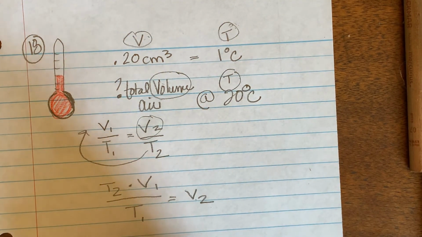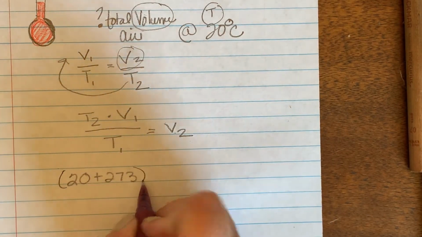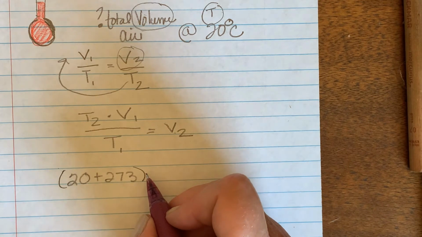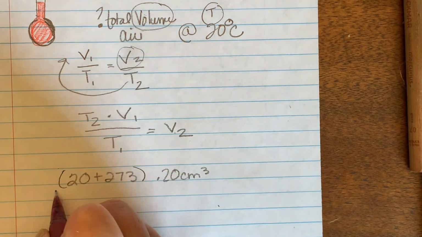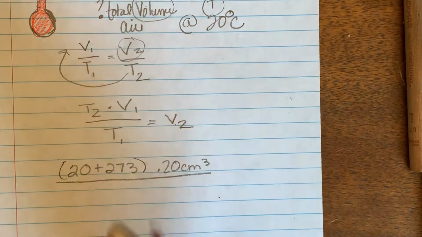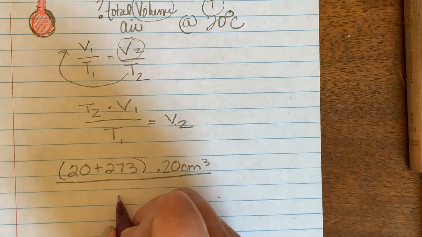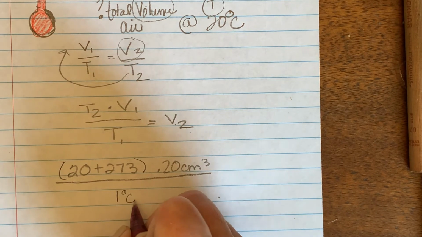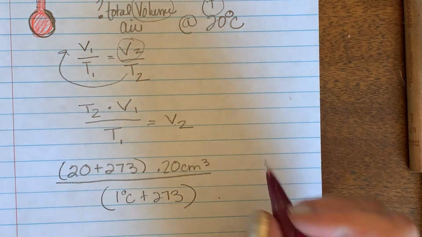Temperature 2 was 20 degrees Celsius, and I want to add 273 to that because of the Kelvin thing. And I want to find my volume 1, which is 0.20 centimeters cubed, and divide that by my temperature 1, which is 1 degree Celsius plus 273. So there we go.